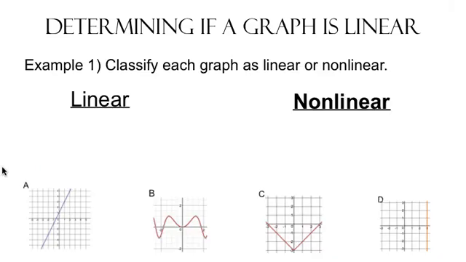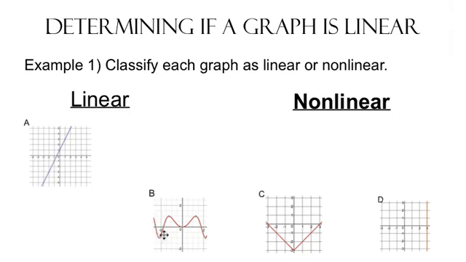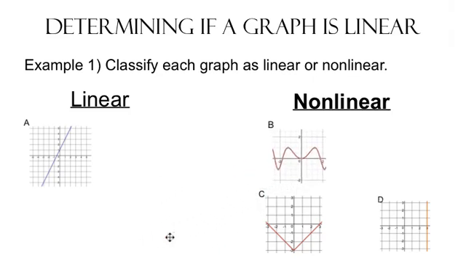Here I have four graphs labeled A, B, C, and D. And what I want to know is which ones are linear and which ones are nonlinear. So if I look at graph A, it is a straight line, no change in direction. I'm going to put this under the linear category. If I look at B, notice it's got all these curves on it. It looks almost like a funny shaped M. That is our clue that this is, in fact, a nonlinear function. It has curves in it.